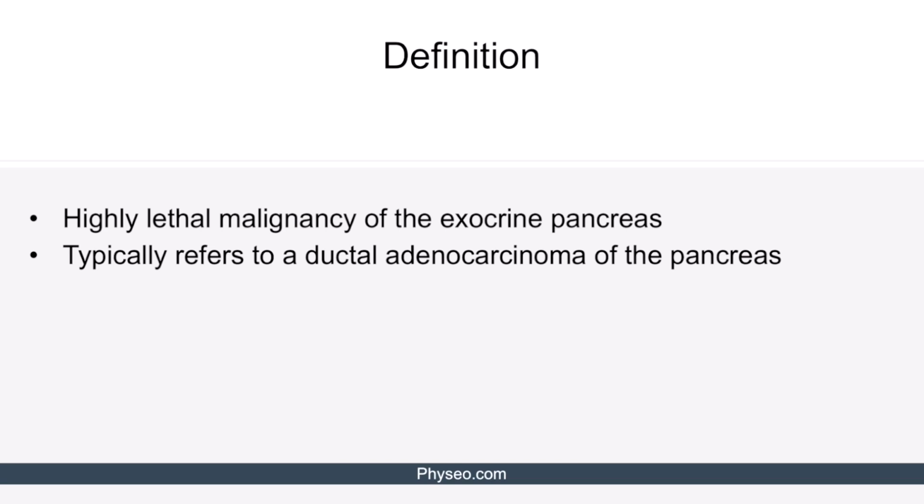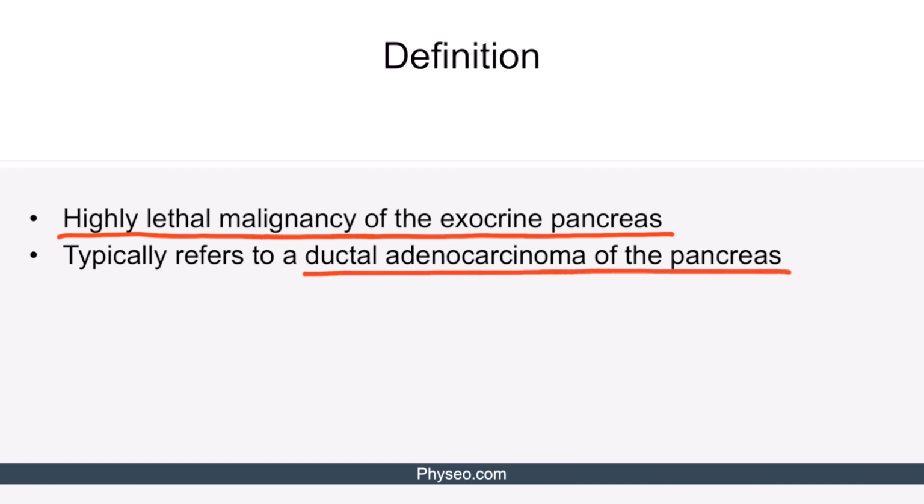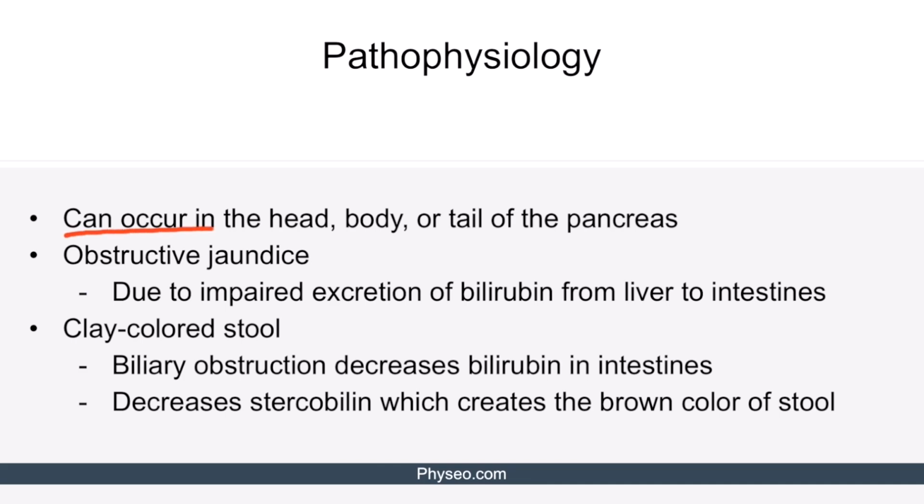Pancreatic cancer is a highly lethal malignancy of the exocrine pancreas. Cancer of the exocrine pancreas typically refers to a ductal adenocarcinoma of the pancreas. Pancreatic cancer can occur in the head, body, or tail of the pancreas. Patients with a tumor in the head of the pancreas may develop an obstructive jaundice.